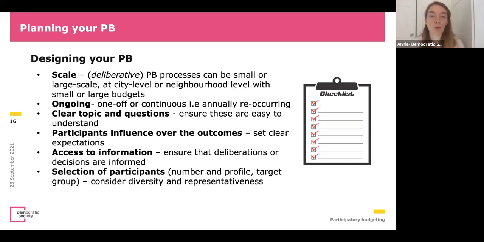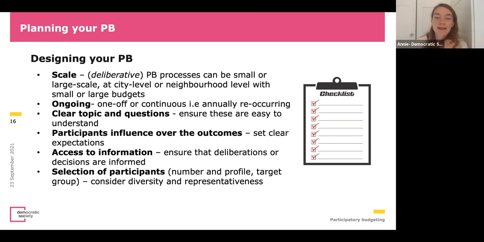Ongoing as well. So is it a one-off or continuous process? So it might be annually reoccurring, and you might want to develop it each year as it goes on. Clear topic and questions, so ensuring that these are really easy to understand for people. So what is the goal? What's the topic? What are you asking me? Making sure that's really clear for everyone involved.